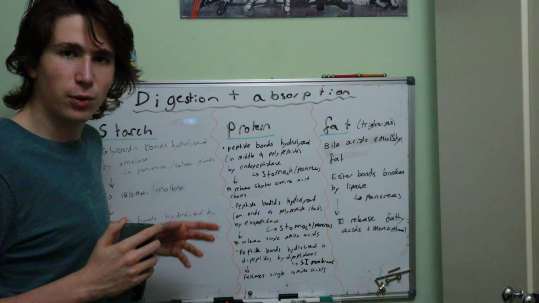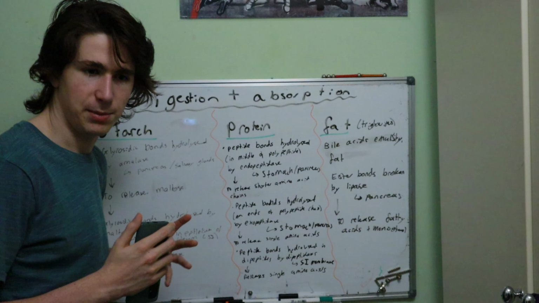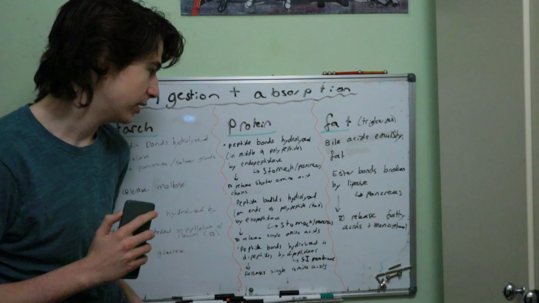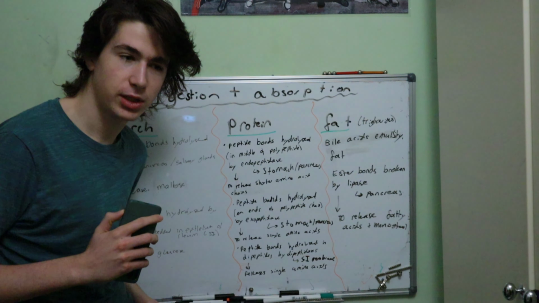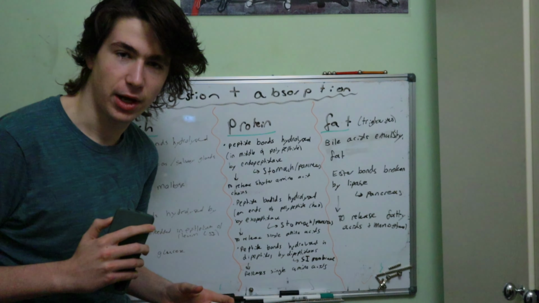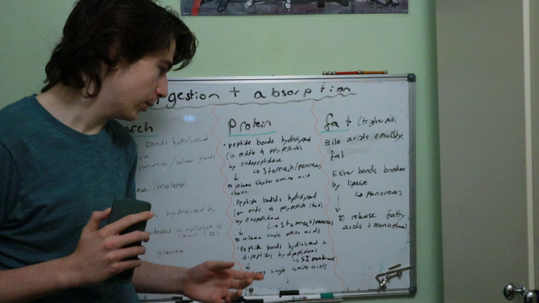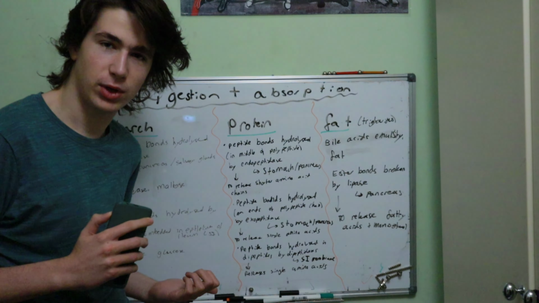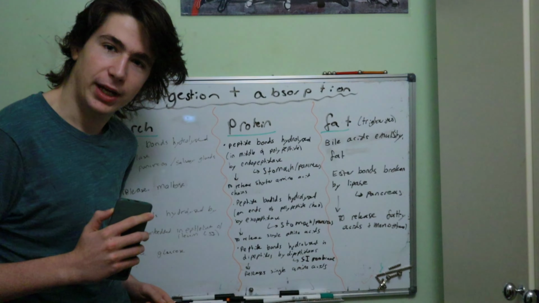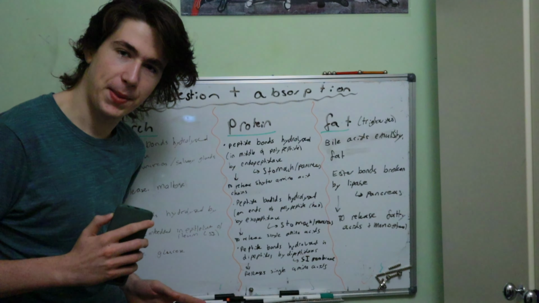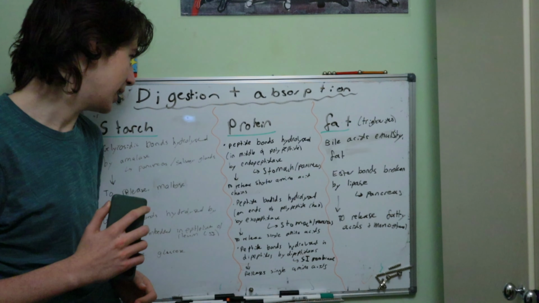Now before we move on to fat, you're probably thinking, why are these enzymes embedded into the small intestine rather than floating around? Well, it's because when they're embedded in the small intestine, they are not lost when excreted. All these other digestive enzymes that are created in the pancreas or the stomach are lost, and then they have to be made again. So now let's move on to fat.